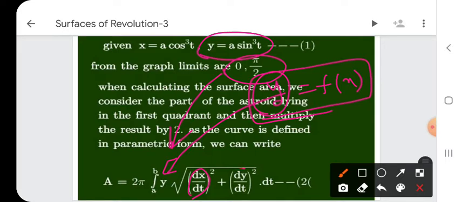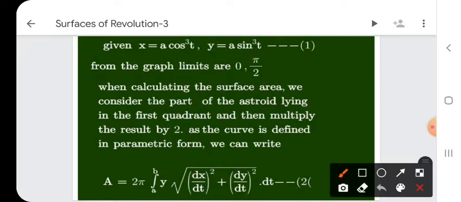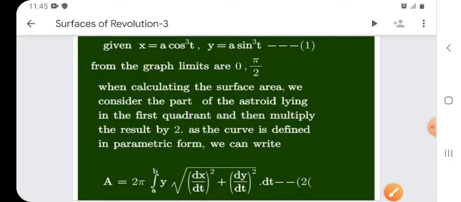Then what do we find here? The dx by dt value and the dy by dt value. How can we get these two values? By differentiating x and y with respect to t, we get the dx by dt and dy by dt values.